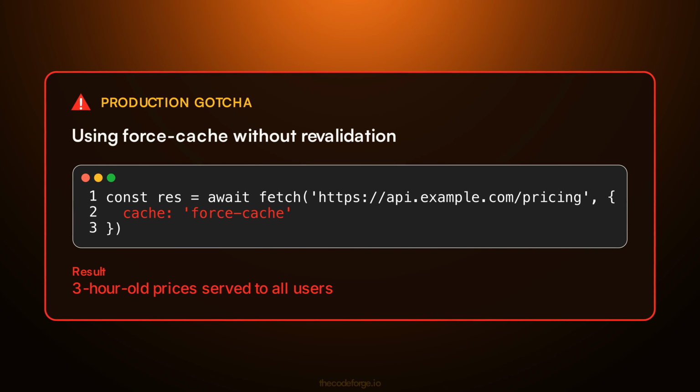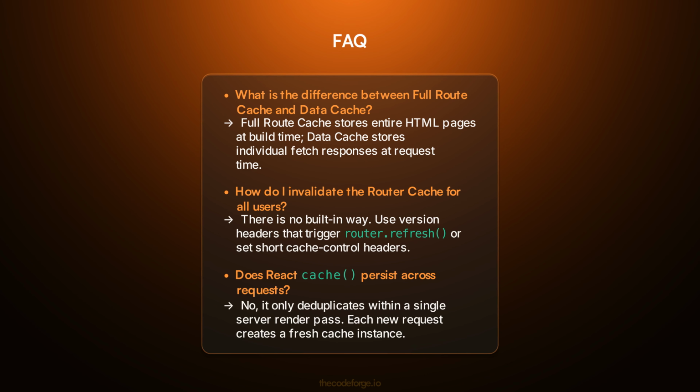And a few frequently asked questions. What is the difference between full root cache and data cache? Full root cache stores entire HTML pages at build time. Data cache stores individual fetch responses at request time.